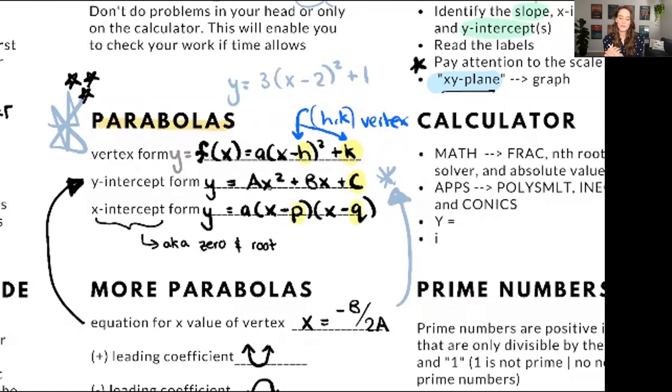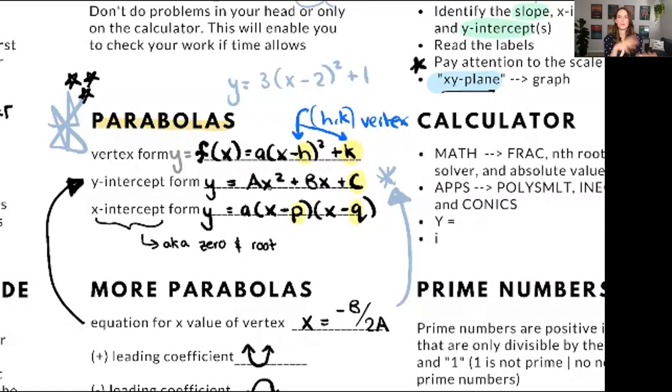So the first form is your vertex form, where you have f of x equals some constant multiplied by x minus h squared plus k, and h and k is going to be your vertex there. The y-intercept form we're probably the most familiar with. So y equals ax squared plus bx plus c, where c is your y-intercept. And then your x-intercept form is just your y-intercept form, except it is factored.